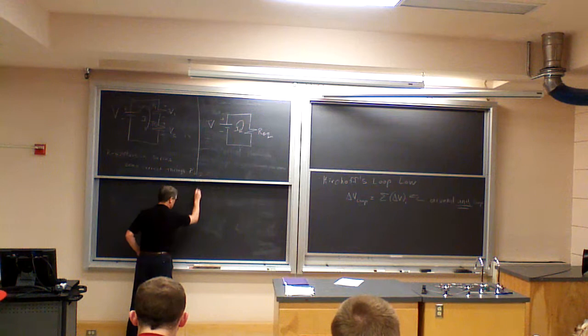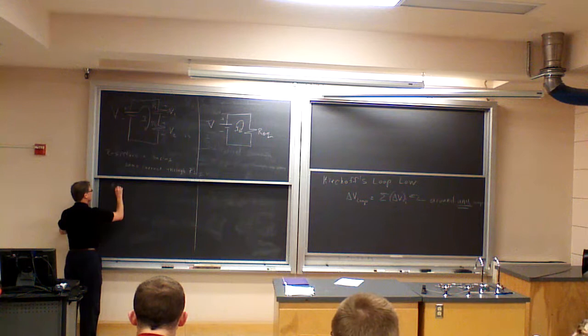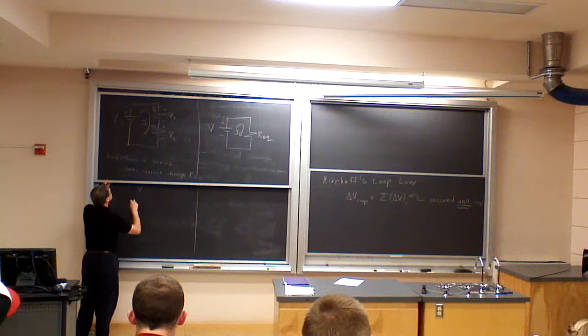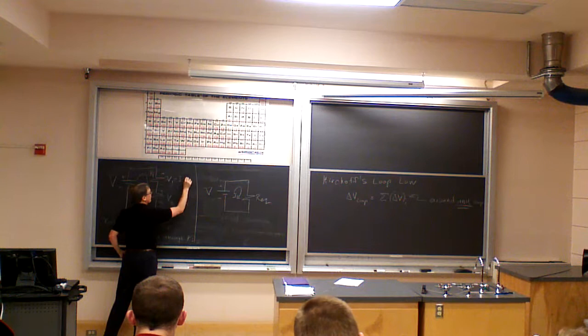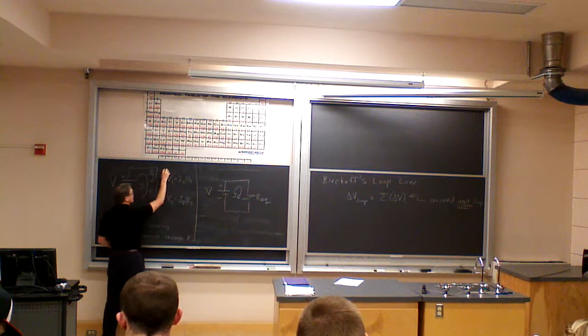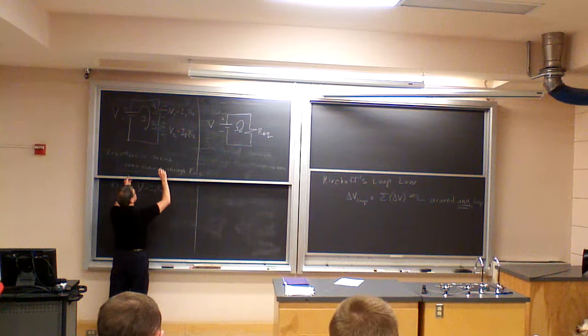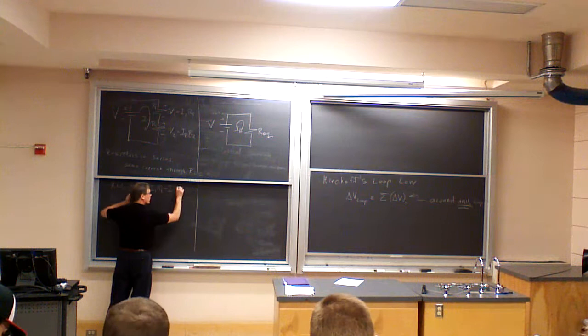If we apply Kirchhoff's loop law, let's start here. We go up V. What is V1 equal? Is it not equal I1 R1 by Ohm's law? Then we'll go down, we're going from positive to negative. We'll go down V2, or down I2 R2. We're back where we started, so our total change in potential ought to be zero.